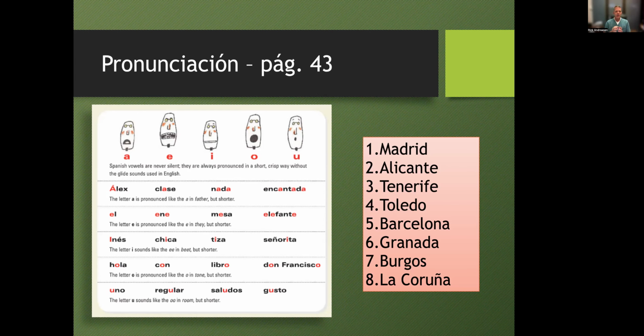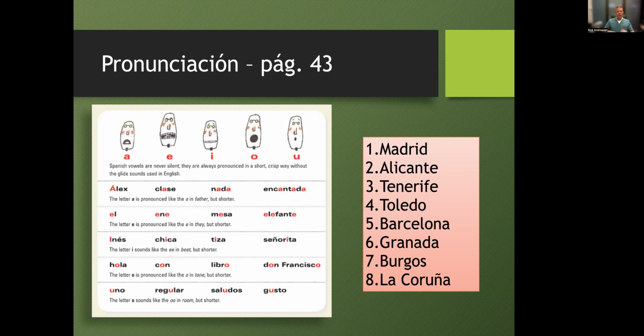This picture is kind of cute. It actually shows the shape that your mouth should make when you're pronouncing correctly the Spanish vowels. So just spend some time, and I would look at a mirror or look at yourself in your own camera and see how the shape of your mouth matches the shape in these pictures. So A, E, I, O, U.